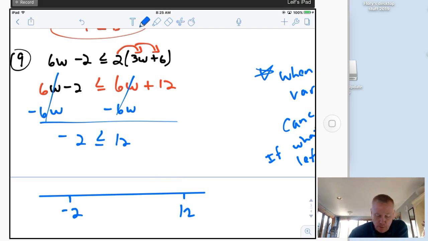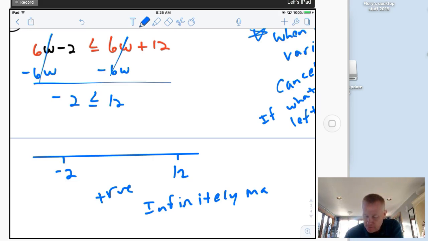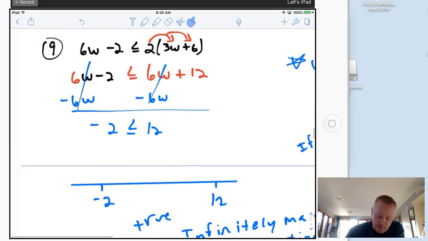This is true because all negative numbers are less than all positive numbers. So you can see it's on the left of it. Therefore, this is true, which means this has infinitely many solutions. All right, so that's the answer to that one.